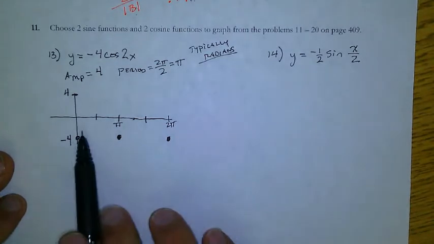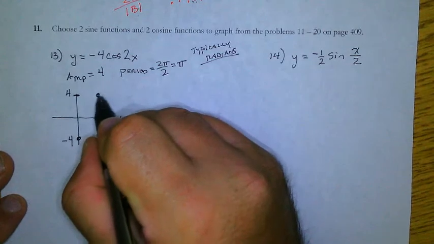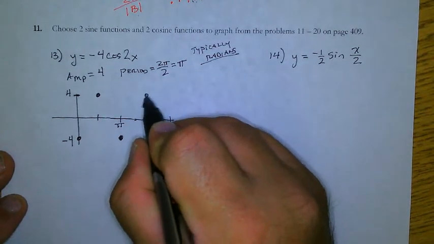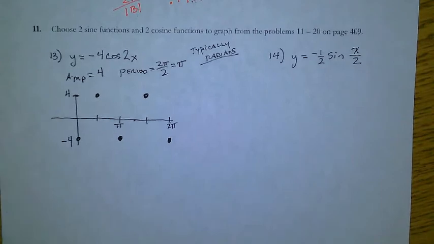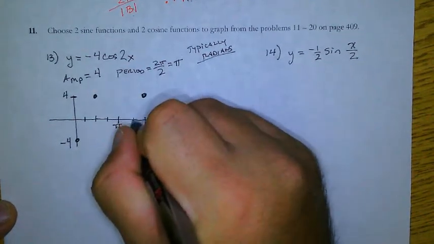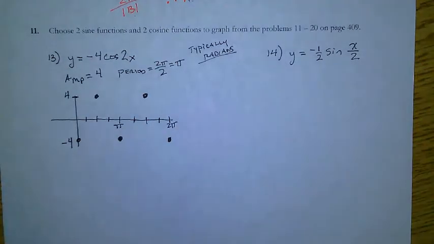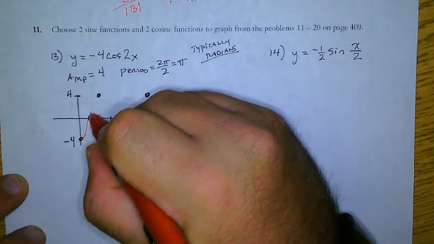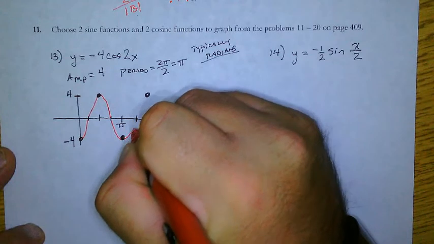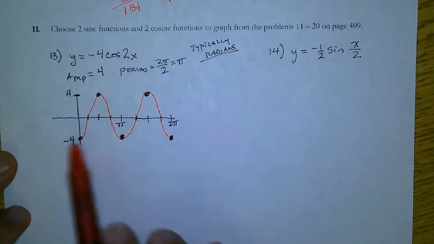I know that at half my period, I'll be the opposite. So here's a minimum, and at half my period, a maximum. And I know that halfway between, I'll be crossing my axis. So if I come over here to draw the graph, here I go. There are 2 periods of my graph.